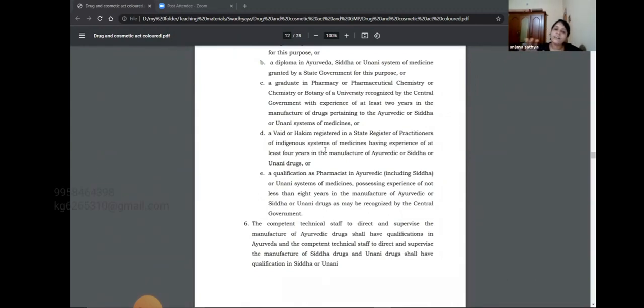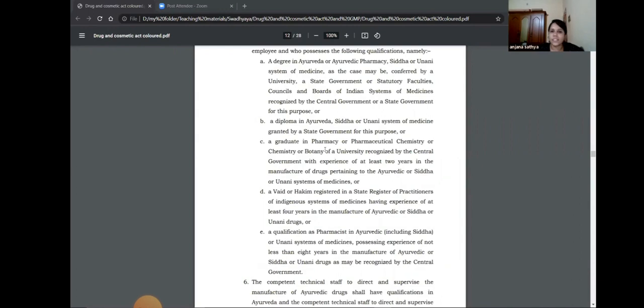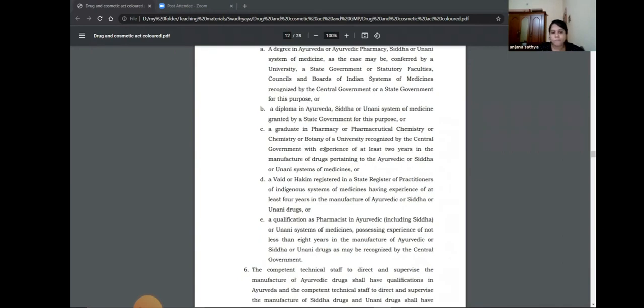So there is no provision, no rule that has been explained, that a pharmaceutical has to be supervised or managed by a person who has an MD in Dravyaguna or Rasashastra and Bhaishajya Kalpana. So any person with these qualifications can manage the pharmaceutical production in the pharmacy, as per the rule. Okay.